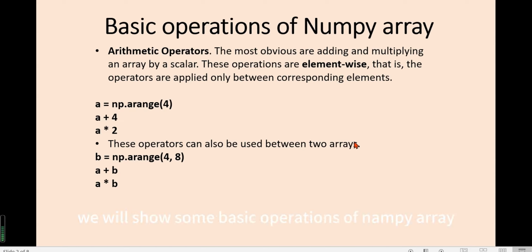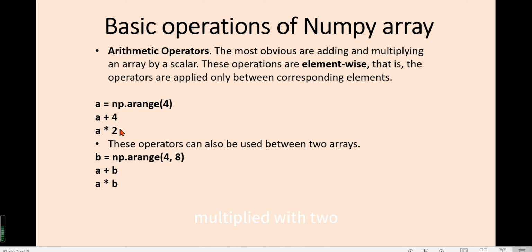In this lecture, we will show some basic operations of NumPy array. The arithmetic operators. The most obvious are adding and multiplying an array by a scalar. These operations are element-wise, that is, the operators are applied only between corresponding elements. So A is an array with elements 0, 1, 2, 3. A plus 4 will be an array with each element adding 4 from the original array.